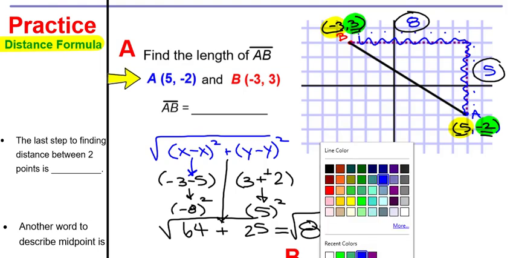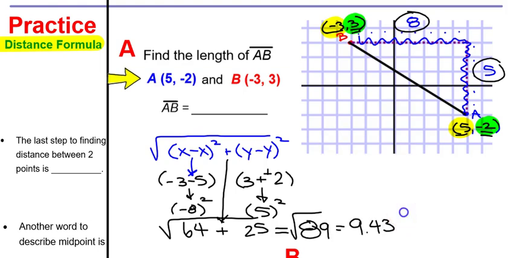I have a bar up there. We talked about that. That shouldn't be there, right? So what is the length of AB? Well, it is the square root of 89. If you like decimals, you could write 9.43.